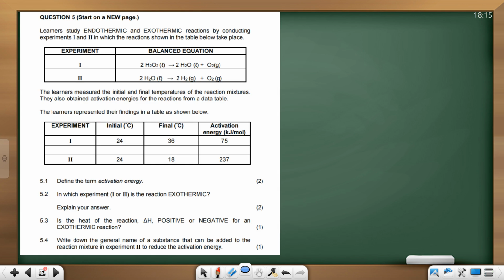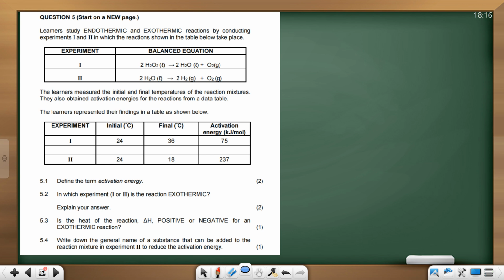Okay, please, all well stated last week. Beautiful. We have a question here. Learners study endo and exothermic reactions by conducting experiment 1 and 2, in which the reactions shown in the table below take place. The learners measured the initial and final temperatures of the reaction mixtures. They also obtained activation energies for the reaction from the data. The learners represented their findings in the table as shown.